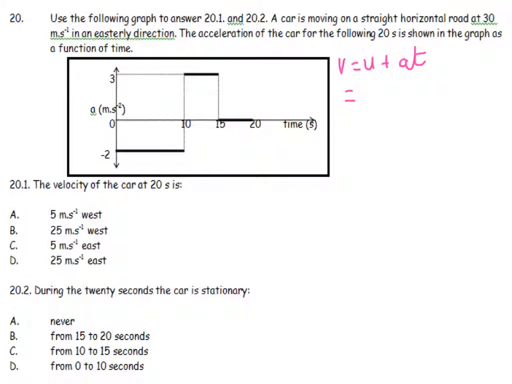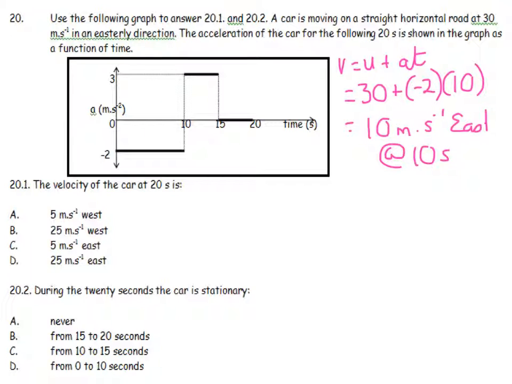So I'm going to use v is equal to u plus at. My initial velocity is 30, and I am accelerating at -2 for a period of 10 seconds. That means that my final velocity is 10 meters per second east, and that's true at 10 seconds.